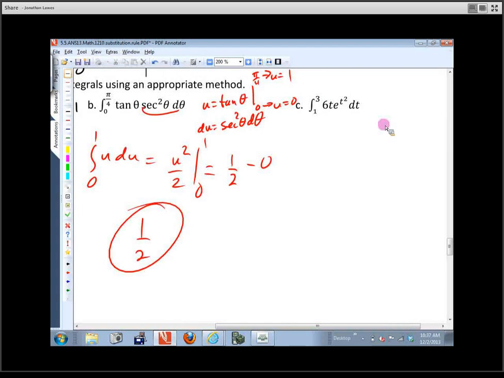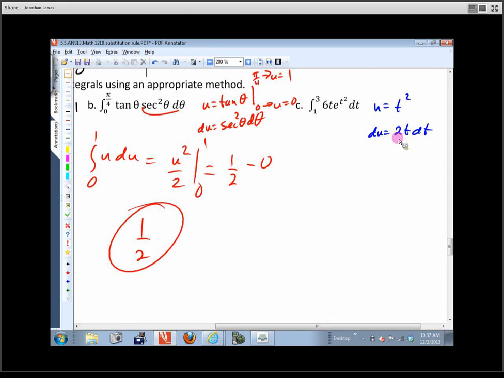Okay, I'm not going to finish this one, but we will set it up. What's our choice for u? t squared, that would be the right choice. Because du equals 2t dt. There's a t, there's a dt. I need that to be a 6.